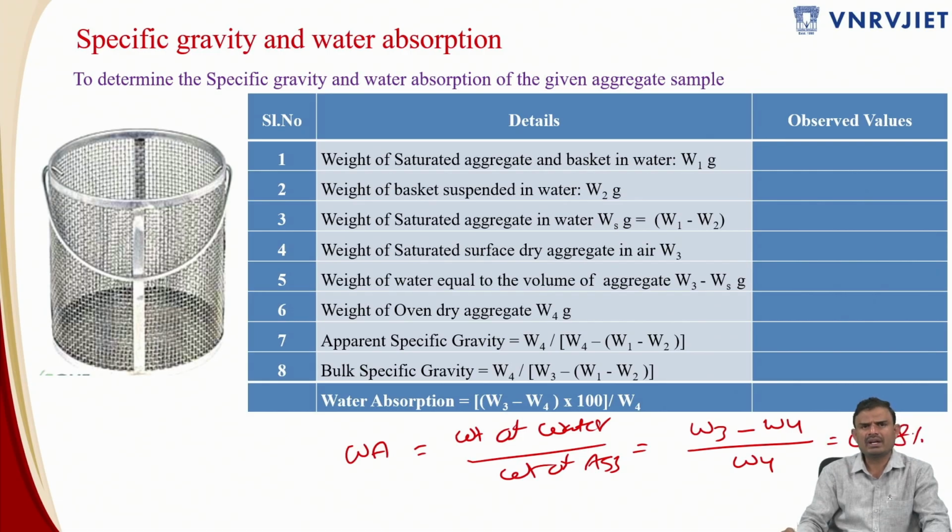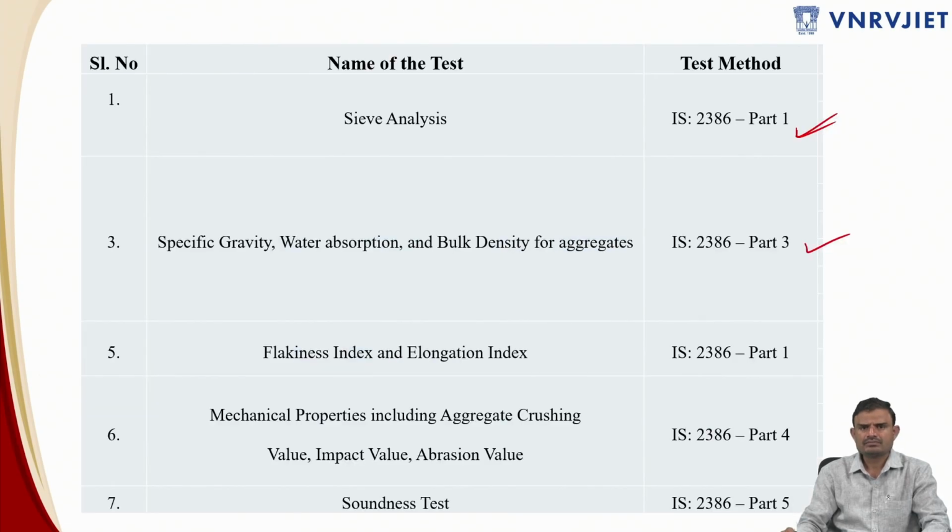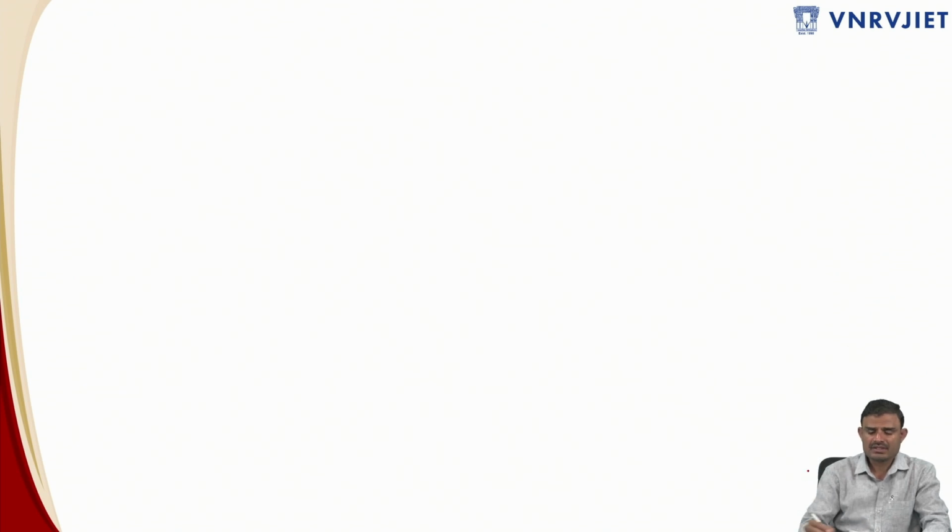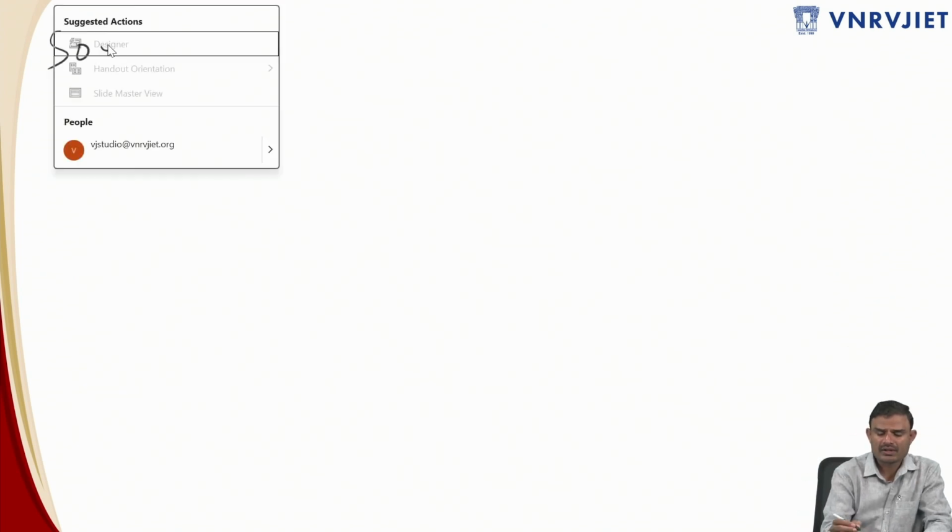So the aggregate are in good condition as long as the water absorption is less than 2%. Therefore the specific gravity, water absorption and bulk density of the aggregate is conducted with respect to IS 2386 part 3, and flakiness and elongation we have already discussed, which is part 1 of IS 2386, and mechanical properties including aggregate crushing value, impact value and abrasion value, with respect to part 4. And the soundness test, we did not discuss this, so we'll just discuss this soundness test for a minute.